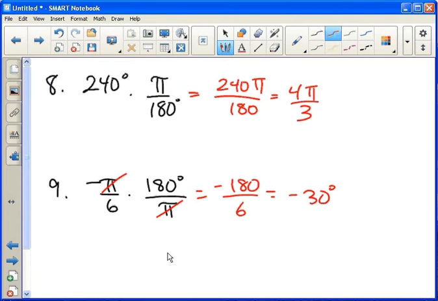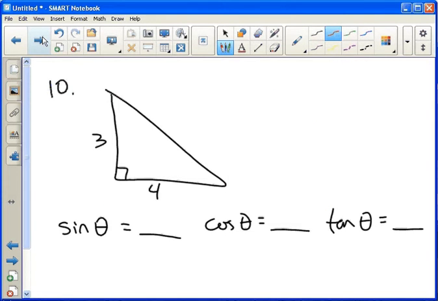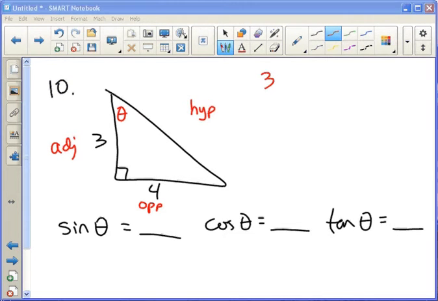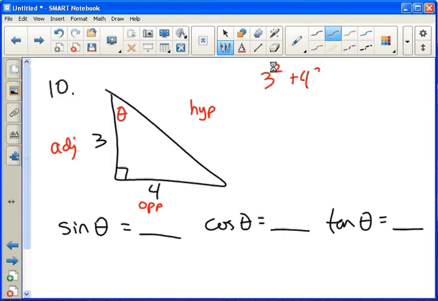In number 10, we have to find sine, cosine, and tangent, given that theta is right there in that triangle. Sine is opposite over hypotenuse. Right now, this would be my opposite, this would be my hypotenuse, and this is my adjacent. I don't know the hypotenuse at the moment. I have to figure it out using the Pythagorean theorem. So I use a squared plus b squared equals c squared, and I get 9 plus 16 equals c squared. So 25 equals c squared, or 5 equals c. So now I know the hypotenuse.